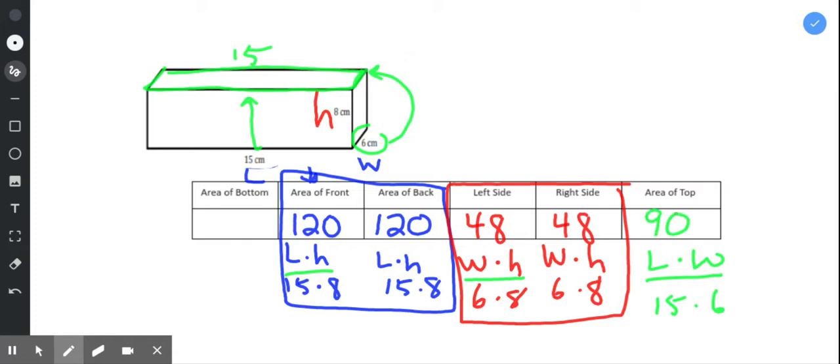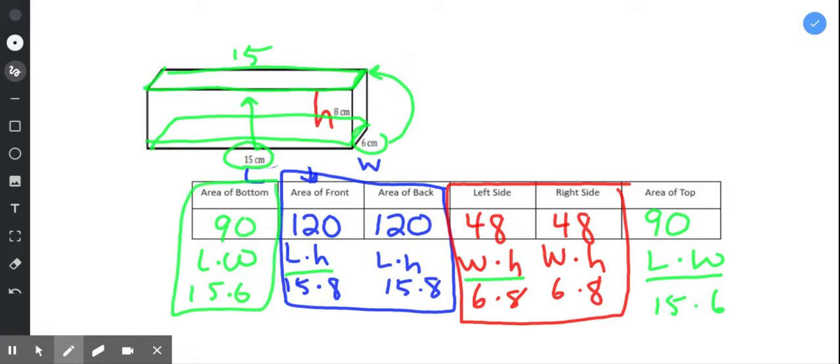Now I know there's another one that's opposite it, and that is my bottom, which is down here, but it's going to have the same dimensions. It's still going to be that 15 times 6. So the length times the width, 15 times 6, would give me 90. So now there's two of those.